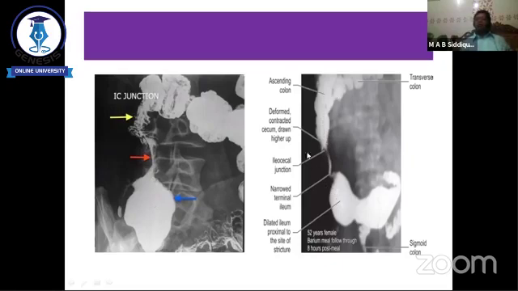So my radiological diagnosis is ileocecal tuberculosis. The differential diagnosis may be Crohn's disease, maybe malignancy. And if you look at this X-ray, this is also a barium follow through X-ray, and here also we can see a narrowing of the terminal ileum and also proximal distension of the ileum.